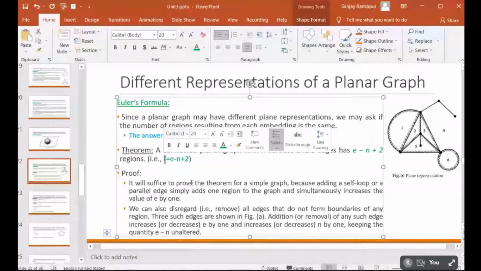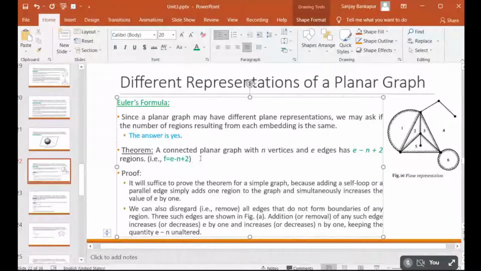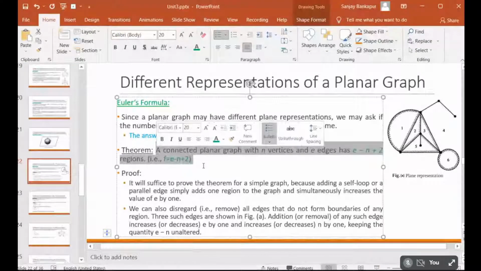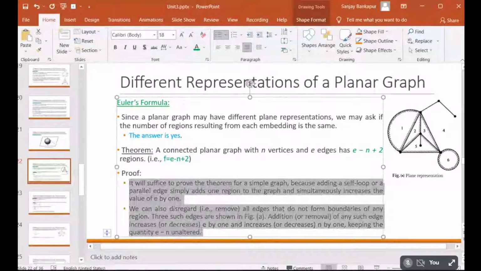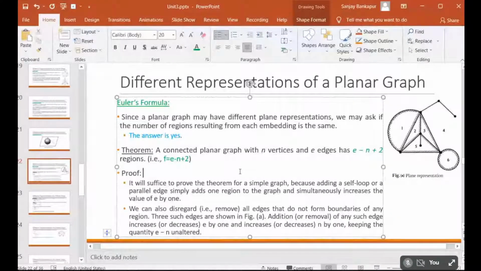R into f. F equals E minus N plus 2. What is the proof? This is a bit of a tricky way. Before going to that, imagine there is no graph, no vertices, nothing. Now I will add just one self loop.